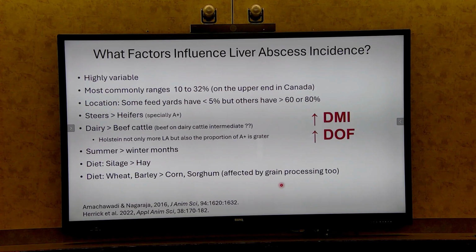Steers are going to have more abscesses than heifers. This is related to intake. Dairy animals, so we're seeing a lot more beef on dairy, dairy animals being incorporated into feedlots, they spend a lot more time on feed. So the more days on feed, the higher your rates of liver abscess. And then diets and composition of your diet can have an effect. The more digestible your diet is, the more likely the animals are to have gastrointestinal issues.